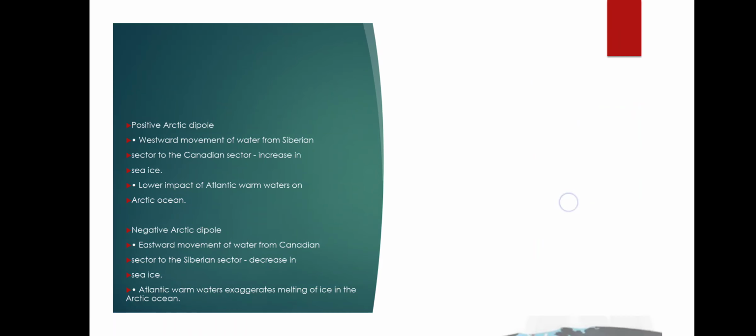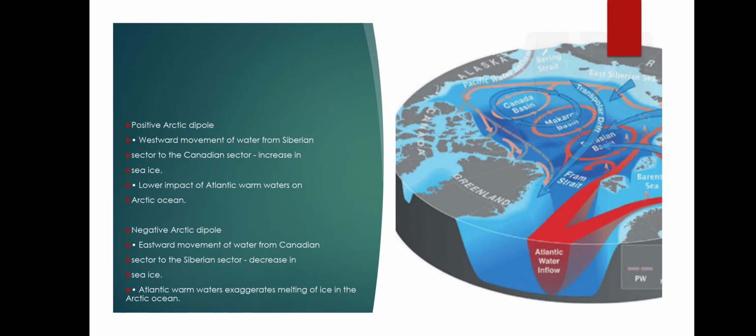The positive dipole is characterized by high pressure over the Canadian sector of the Arctic and low pressure over the Siberian sector of the Arctic. During the positive Arctic dipole, the Canadian sector produces clockwise winds and the Siberian sector produces counterclockwise or anti-clockwise winds. This change in wind pattern drives the upper ocean currents from one place to another. See, the ocean currents usually move from low pressure areas to high pressure areas during a positive Arctic dipole.